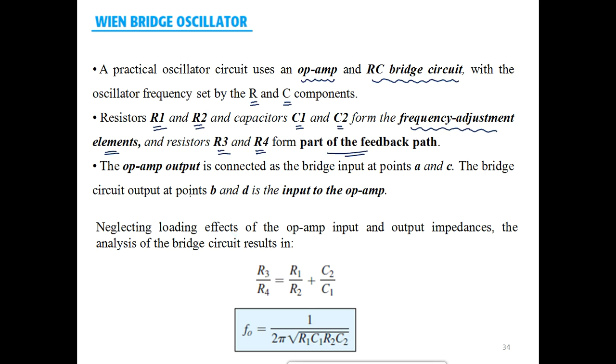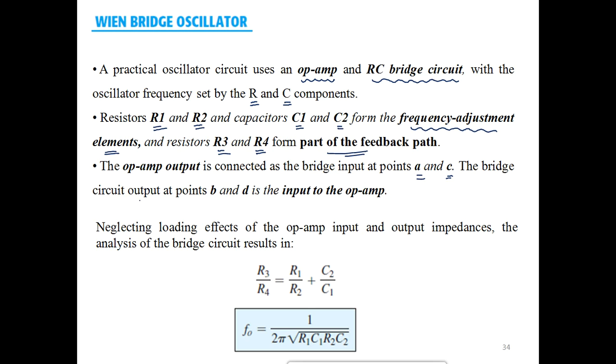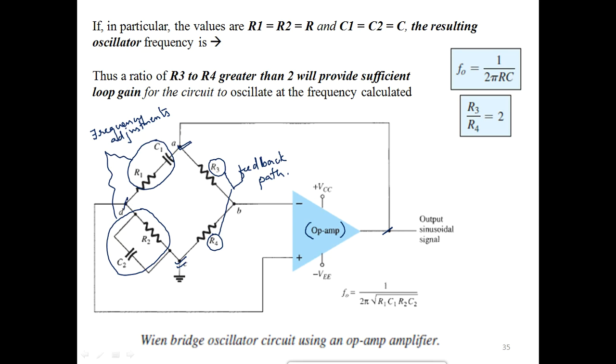Next, the op-amp output is connected as the bridge input at points A and C. Similarly, the bridge circuit output at points B and D is the input to the op-amp. Please understand, this entire thing is called the Wein bridge network.